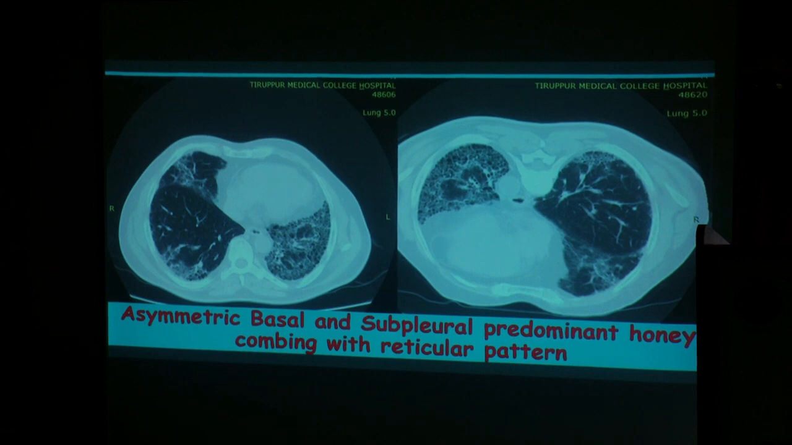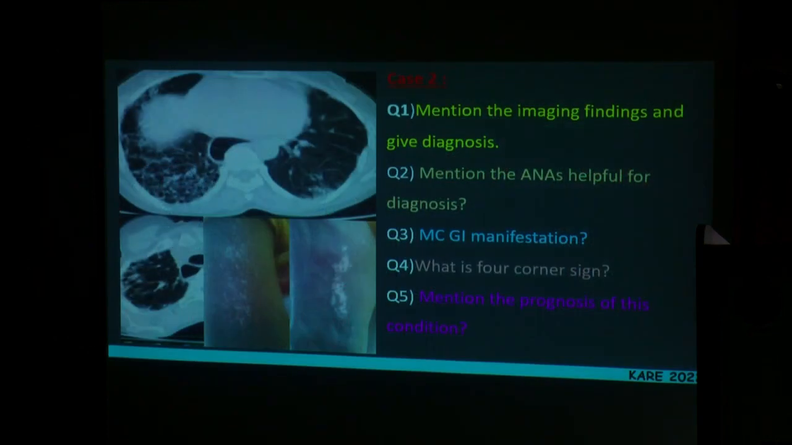The Fleischner Society has given a beautiful definition for honeycombing. Honeycomb is nothing but layered, stacked cells which share walls, without subpleural sparing. So there is no subpleural sparing. It seems like the cysts are stacked one upon the other. They are layered, stacked cysts with shared walls without subpleural sparing.